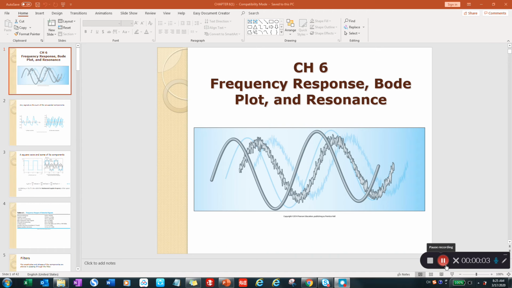Today we'll talk about Chapter 6. Chapter 6 is the frequency response, Bode plot, and resonance. For the frequency response and Bode plot, we require that you understand the concept and then know how to calculate the frequency response and draw the Bode plot. For the resonance, I only introduce the basic concept. You only need to understand the general idea.